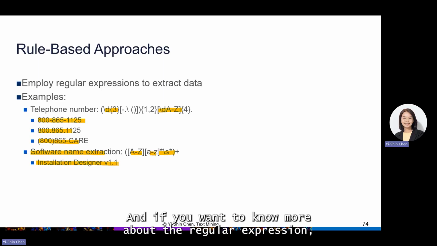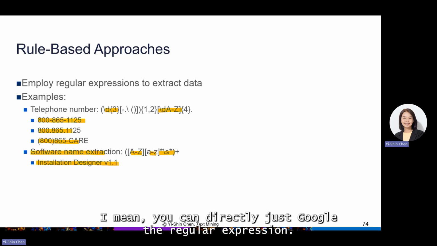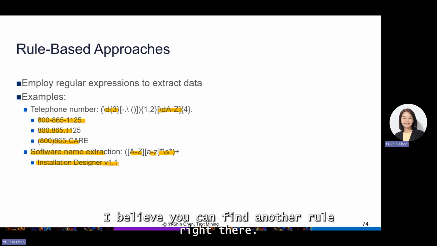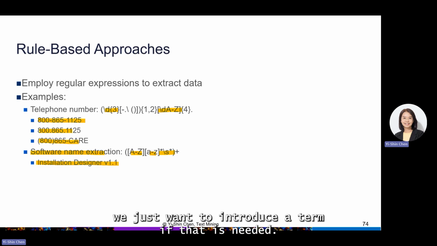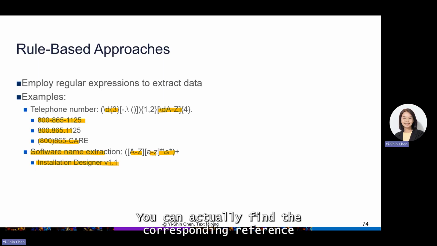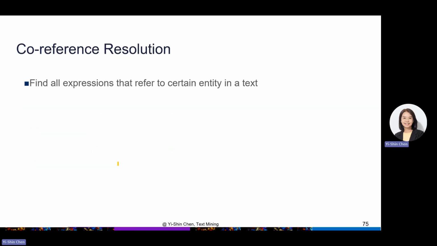Okay, and if you want to know more about regular expressions, you can check the corresponding reference. You can just Google regular expression and I believe you can find a lot of rules there. But the reason we don't want to tell you how to write regular expressions is that we just want to introduce the term. If needed, you can find the corresponding reference and try to learn by yourself how to utilize regular expressions.